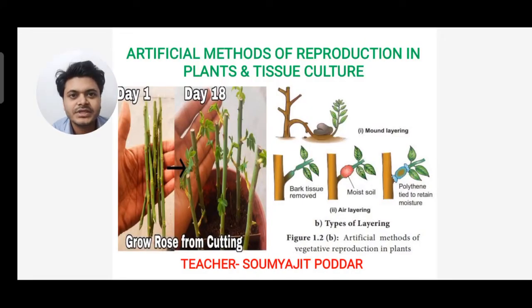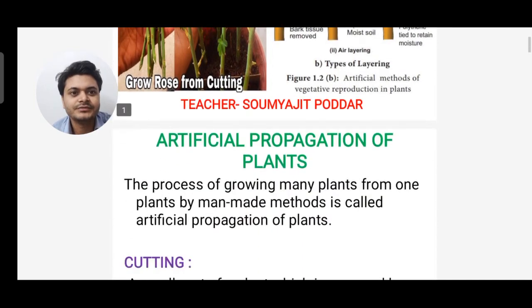So let's start with the topic artificial methods of reproduction in plants and tissue culture. You can see the figure, rose cutting from day 1 to day 18. You can see the layering methods and all. We'll see this one by one.